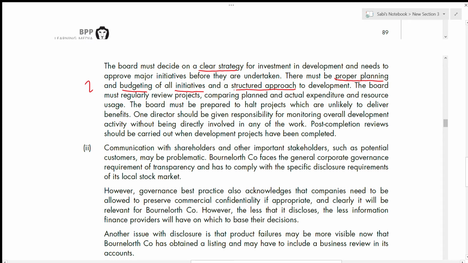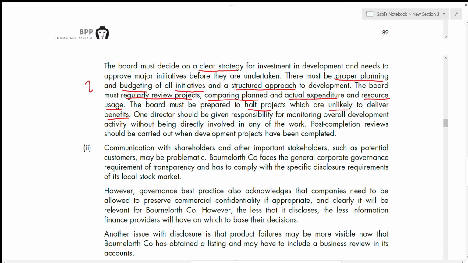The board must regularly review projects, comparing planned and actual expenditure and resource usage. The board must also be prepared to halt projects which are unlikely to deliver benefits, not only running or maintaining the project. When you see that a project is not likely to deliver any benefit, the board must be prepared to stop that project. So halt the project if it is unlikely to deliver benefits, right?